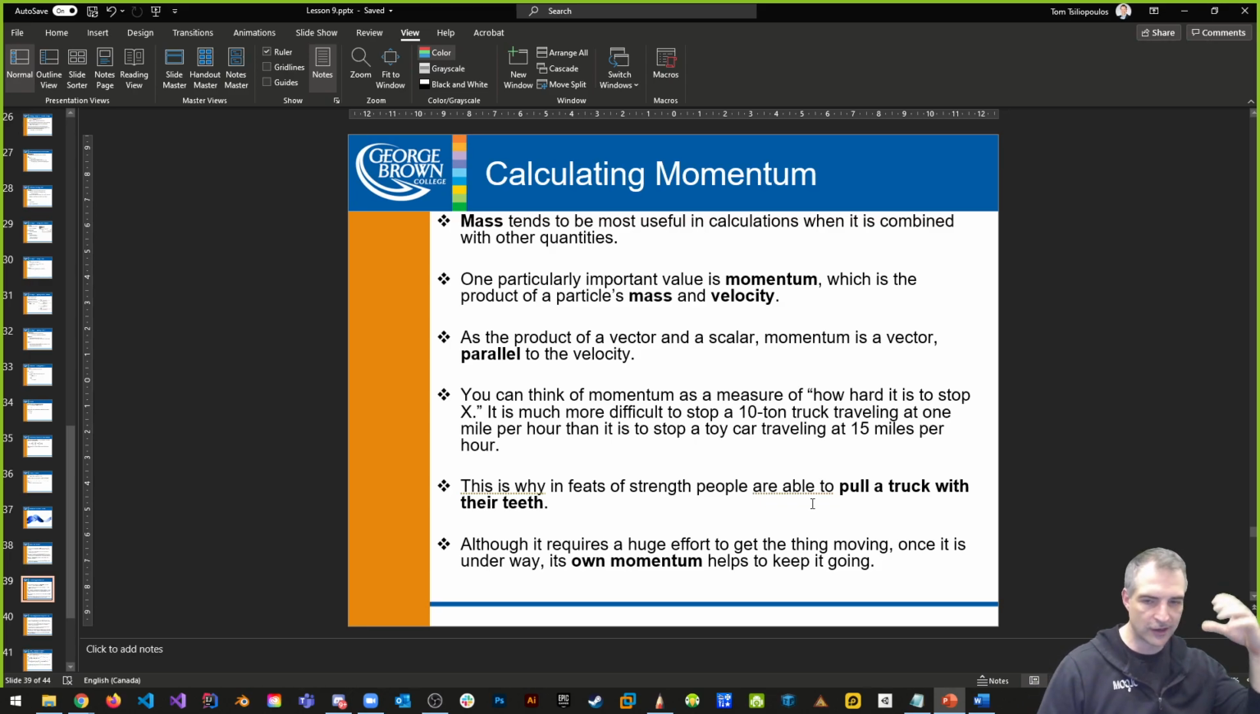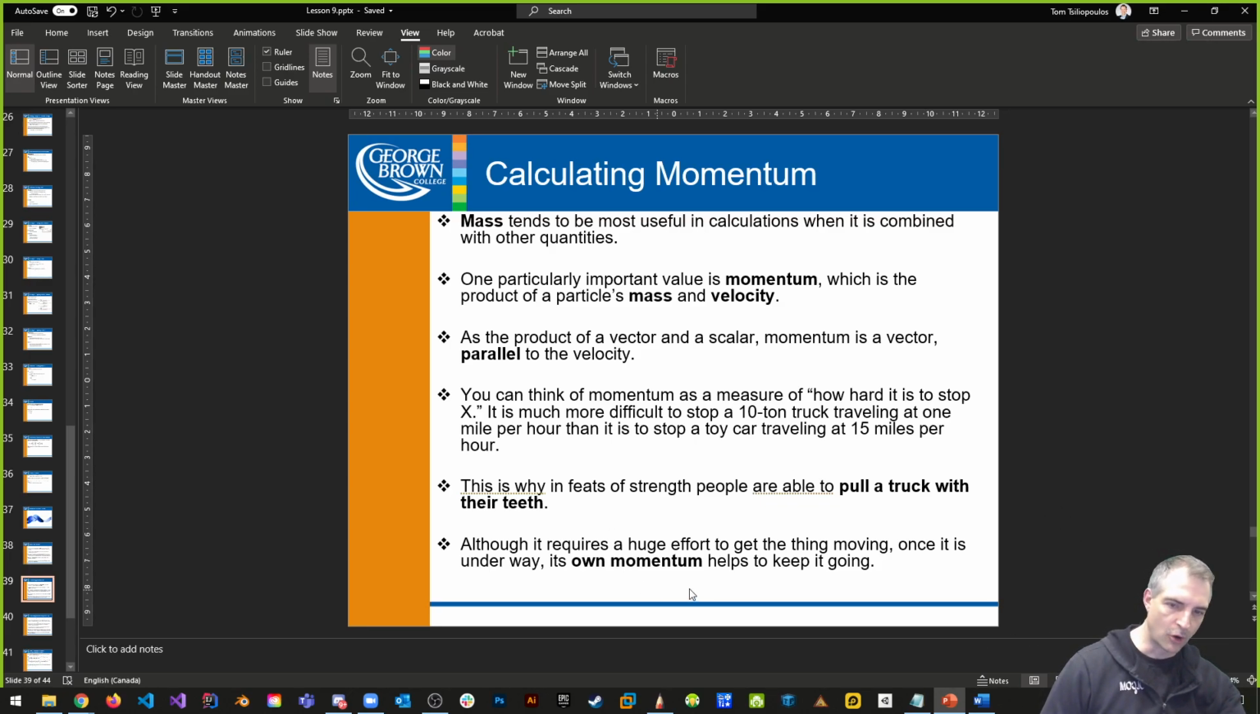And in your mind, this is how you should think when it comes to the second problem that I've given you. This is why in feats of strength, people are able to pull a truck with their teeth. How does this work? Once they start the truck going, they've imparted energy to the truck. Which is crazy, because the truck just needs to start rolling. Then it's easier. Once the truck has started to roll, you can keep it rolling. It's just that initial pull that's important, okay?